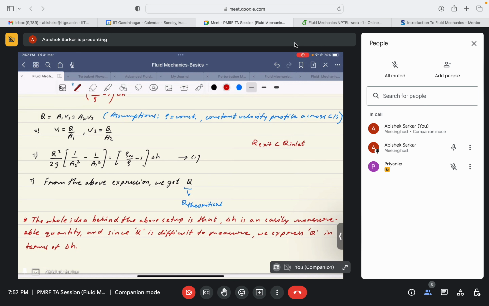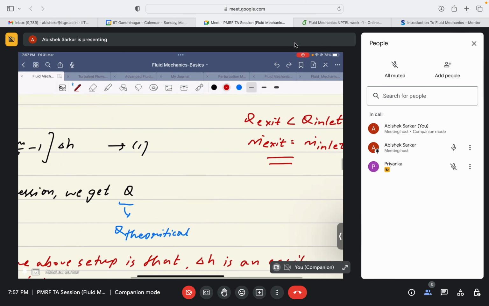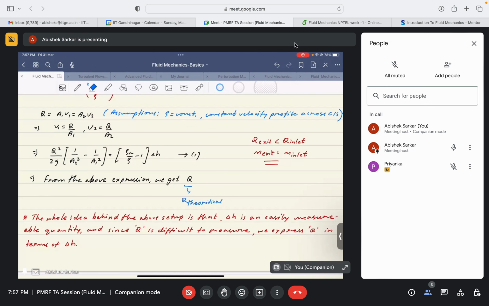M exit is equal to M inlet, since there is no storage term in this case, since there is no place where we are storing water. The water that comes in at the inlet goes out of the exit. So that's why this is constant. This would remain constant. I should remove the rate term also here. Okay, I'm sorry.